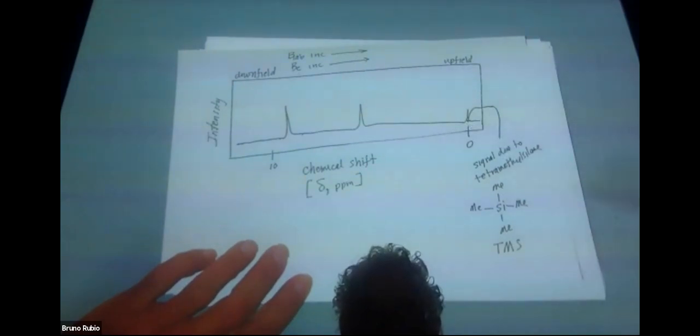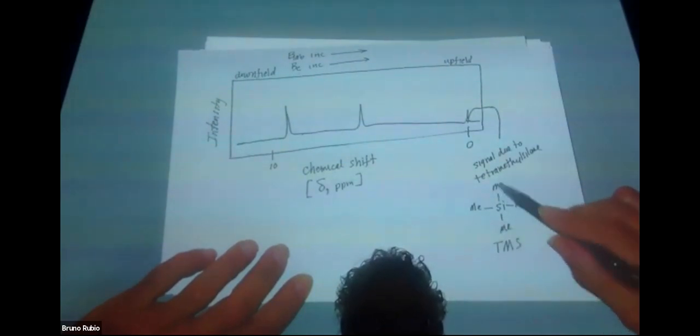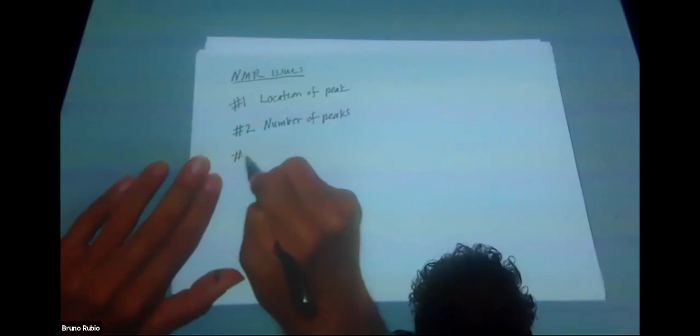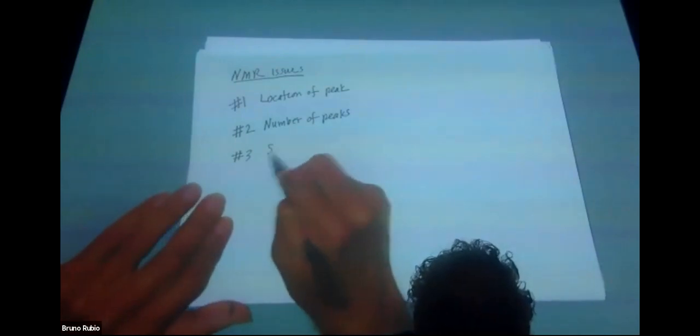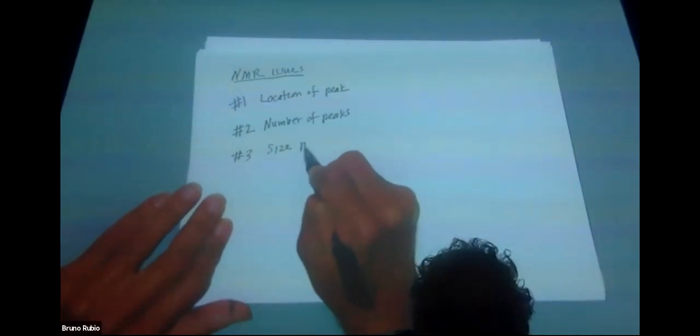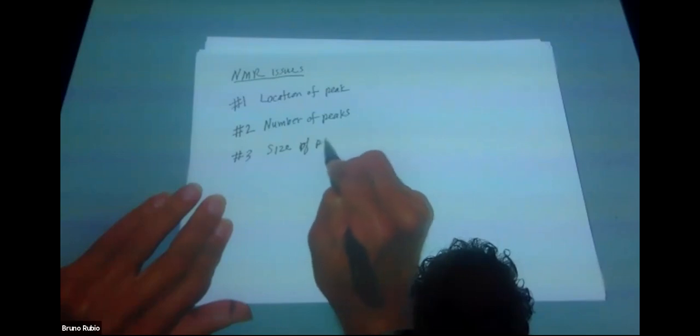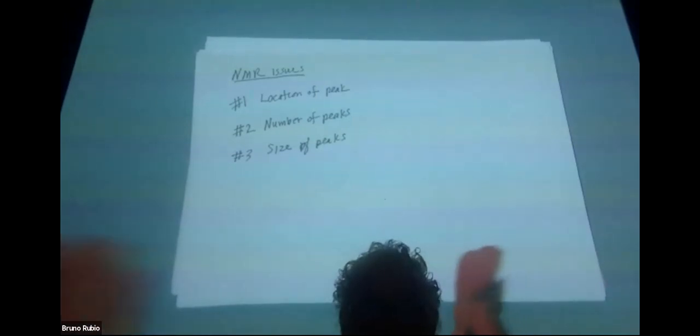So why is that? If we're looking at 12 protons here, and remember we're only looking at proton spectroscopy, why don't we see 12 peaks? Well, that's another issue. Why do we just see 1 peak? Another issue that we deal with will be the size of the peak. Some peaks are big, we'll see, and some peaks are small. Well, why is that? Why aren't they all the same size, or why aren't they random?